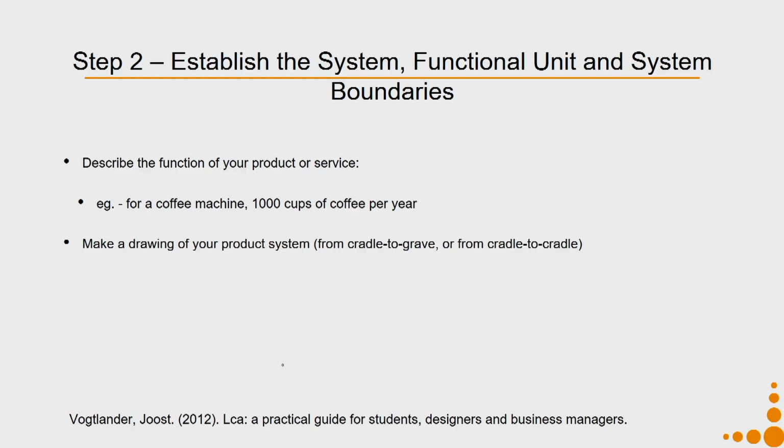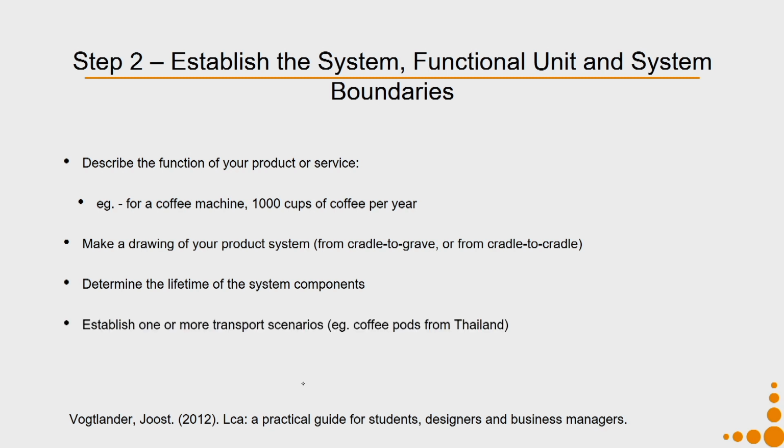Then you make a drawing of your product system. You will consider whether you want to do a cradle to grave or cradle to cradle or cradle to gate, what kind of analysis. Then you determine the lifetime of the system components. Next, you will establish one or more transport scenarios, for example coffee pods traveling from Thailand. Then the next step is you establish the system boundaries.